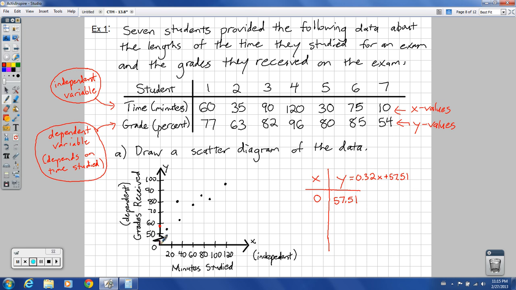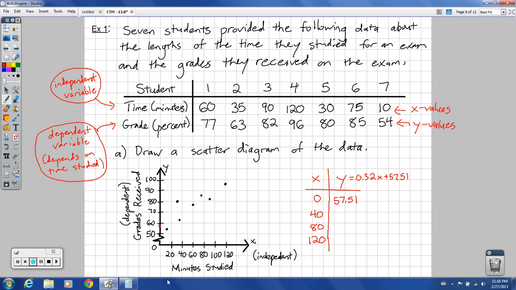If I plugged in 1, that's going to be way too close to really make any significant difference. So I want to get, I would say at least 2, maybe 3 more values. I'm going to go with 40, 80, and 120 for my x values. That will give me a nice solid line. It will let me check and see that I have a straight line.